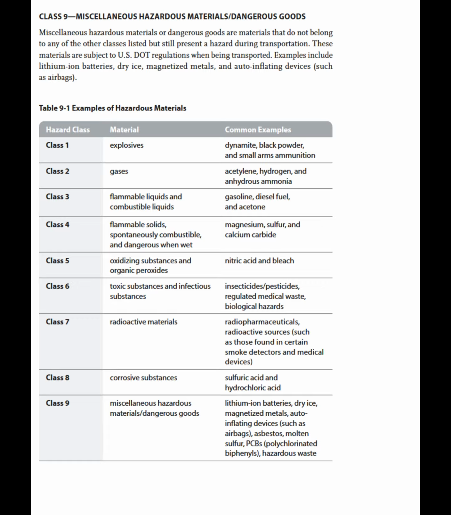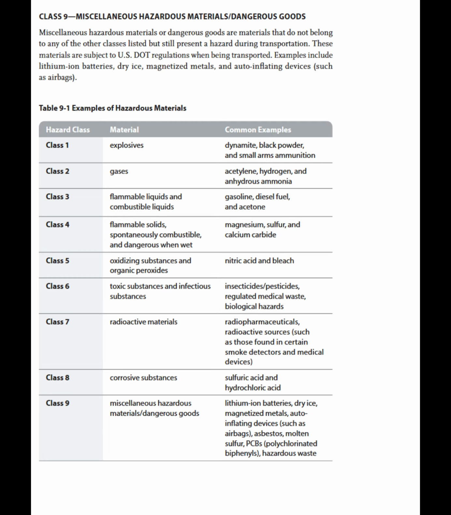Examples of hazardous materials. Hazard class. Class 1. Materials such as explosives. Examples include dynamite, black powder, and small ammunitions. Hazard class. Class 2. Materials such as gases. Examples include acetylene, hydrogen, and anhydrous ammonia. Hazard class. Class 3. Materials such as flammable liquids and combustible liquids. Examples include gasoline, diesel fuel, and acetone.